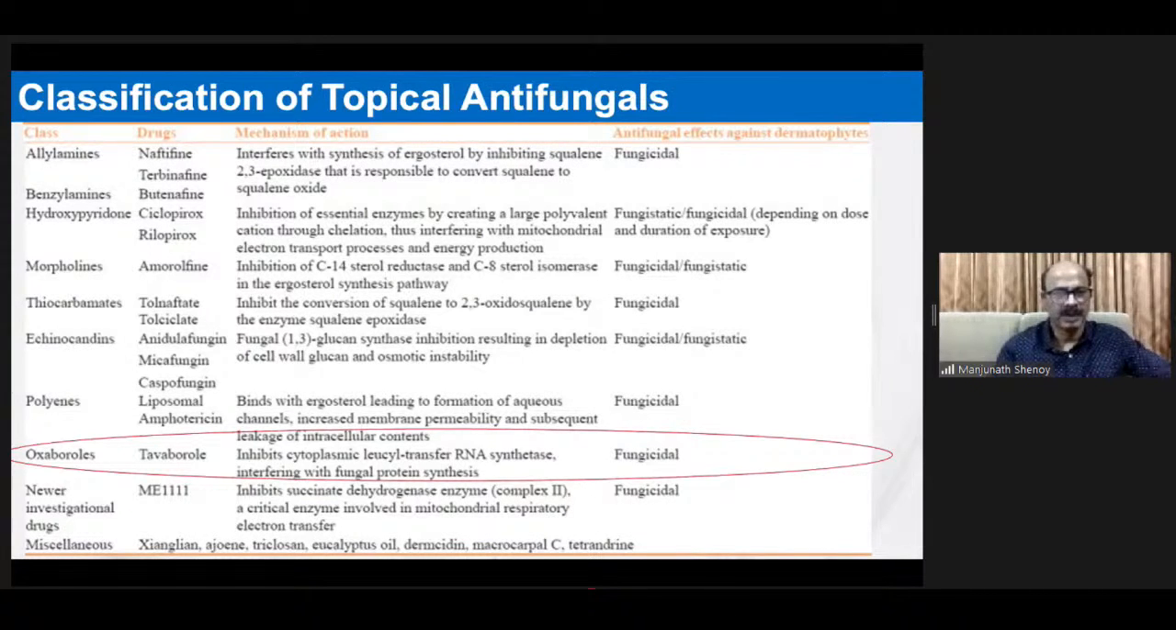It's approved for onychomycosis. There is a newer investigational drug of interest, that is ME1111, which is a different molecule which acts by succinate dehydrogenase enzyme inhibition, a critical enzyme in the mitochondrial respiratory electron transfer, which is different from the action on the cell membrane or the cell wall. So it's a novel molecule which we look forward to. Probably it could be a paradigm shift in topical therapy if it becomes available.